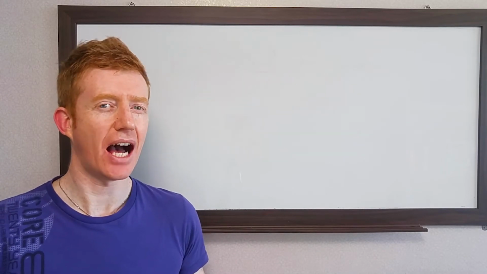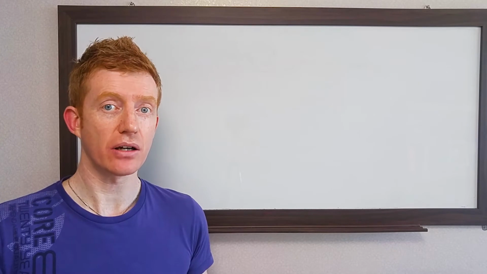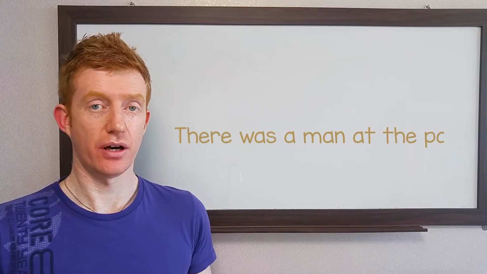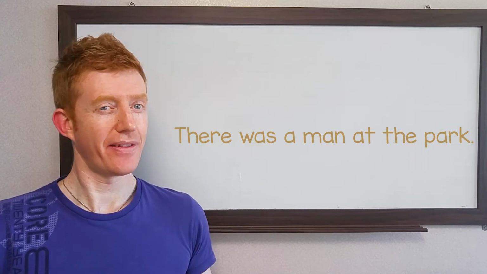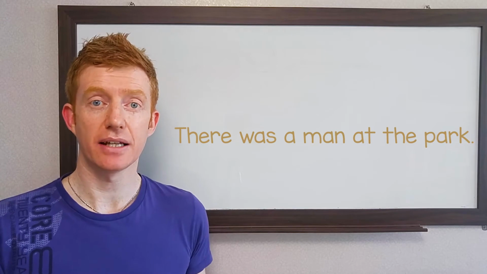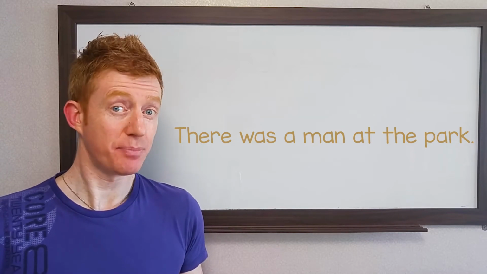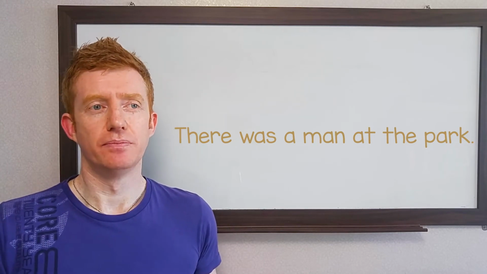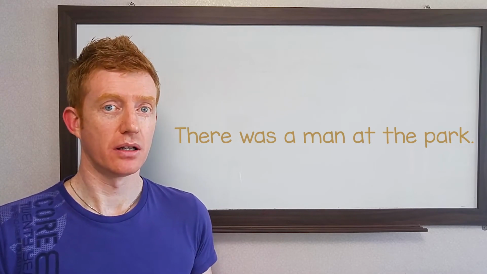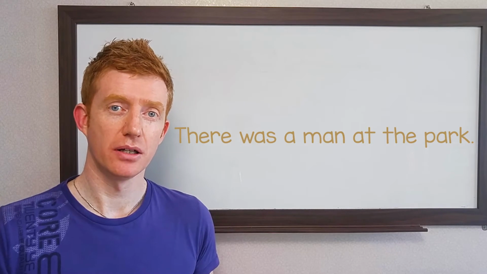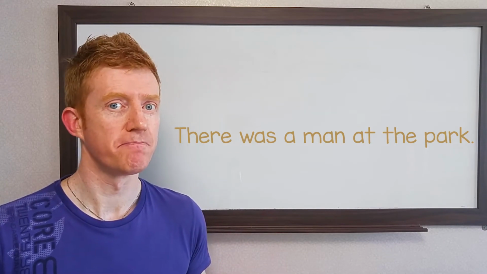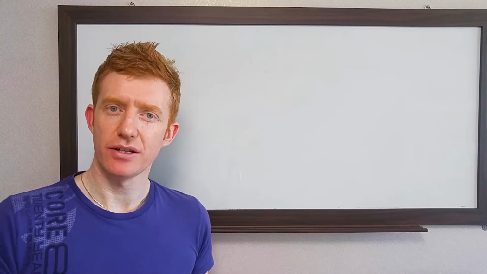So let's listen to this again. I'll break it down slowly. There was a man at the park. Now that was obviously very easy to hear because I spoke very clearly and slowly, but we don't usually speak like that, right? So let's listen again. There was a man at the park. There was a man at the park. Now you can hear the sentence a little better because you know the words. Let's look how the words change.